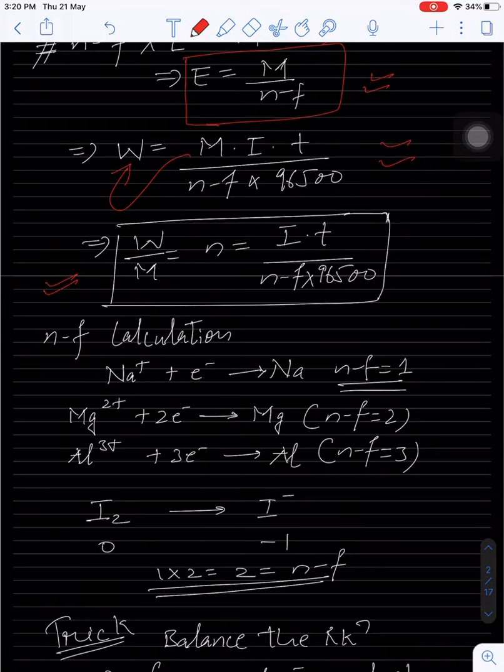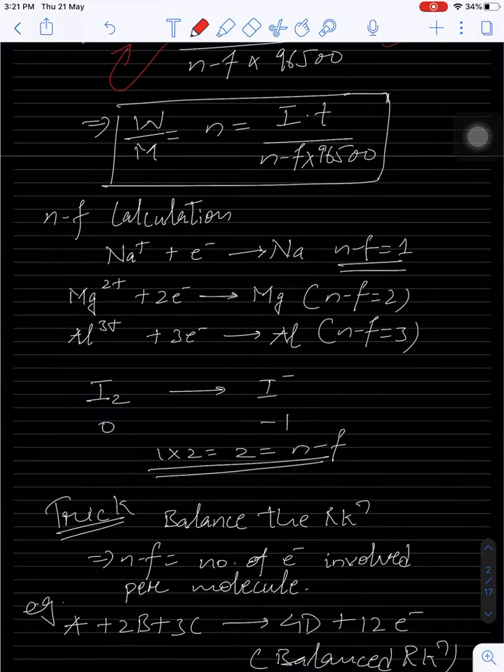So now we have derived the different parts of the formula from a single formula, and all these formulae are the derived form of the first law of Faraday. The first law of Faraday: number of moles of the substance liberated or discharged is equal to total charge supplied upon N factor multiplied by 96500 coulomb, or multiplied by 1 Faraday.